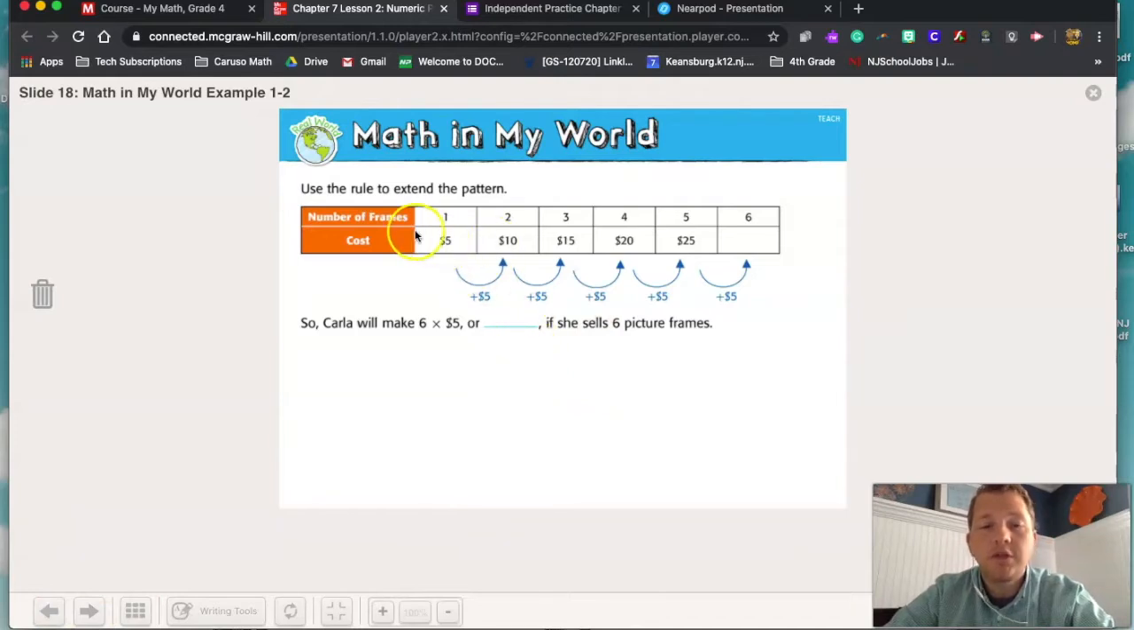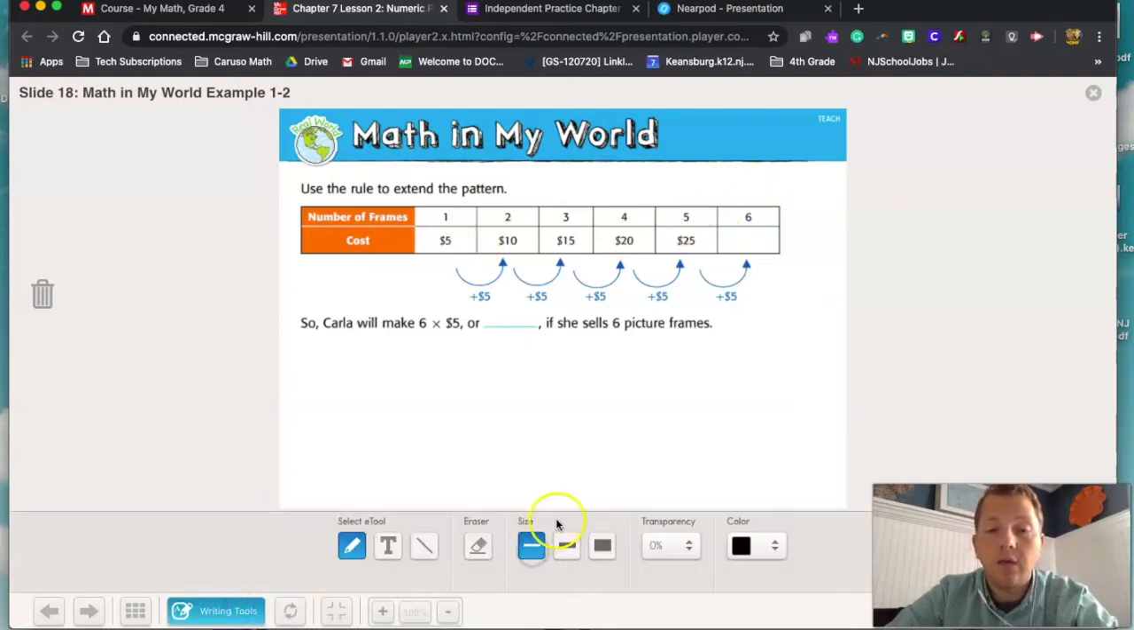For this one, instead of doing the multiplication and division like I did, they drew it out in picture form. 1 frame, 2 frames, 3 frames, 4 frames, 5 frames, 6 frames. And we know that each increases by $5 for each frame. So if we look, 5 plus 5 is 10, 10 plus 5 is 15, 15 plus 5 is 20, 20 plus 5 is 25, and to get to 6 picture frames, that pattern increases by 5, and our answer over here is going to be 30.